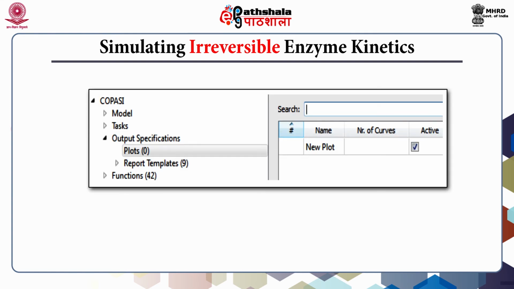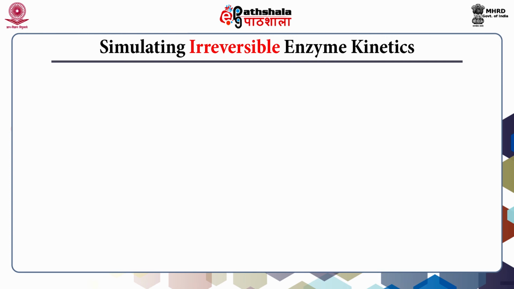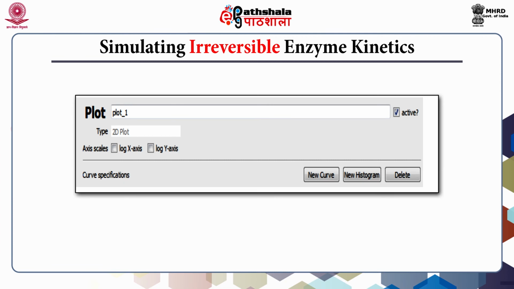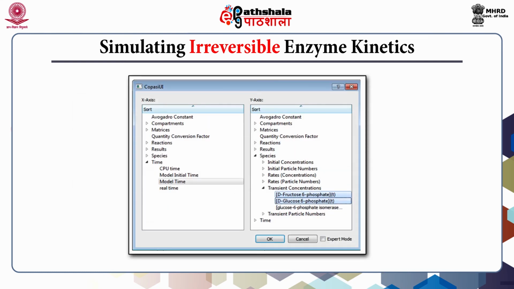Expand the output specification node in the navigation tree panel and select plots 0 by double click. Then double click new plot in the right panel, that is the working space panel. This will open a new plot named plot_1. Click on the new curve button. This will open a dialog box.